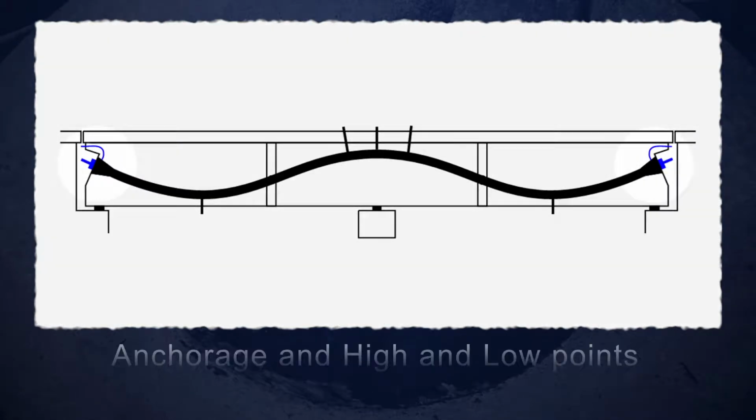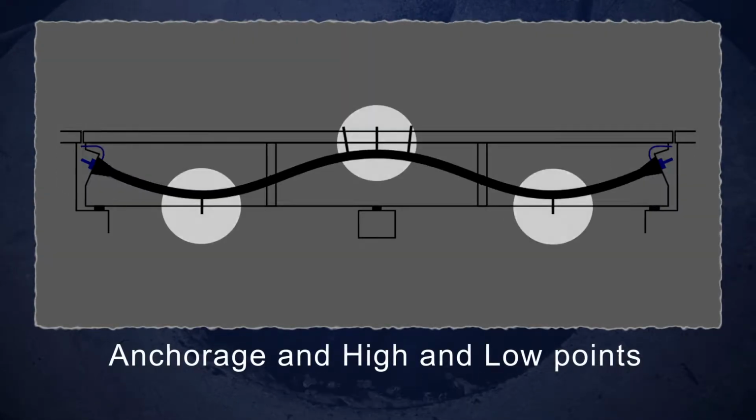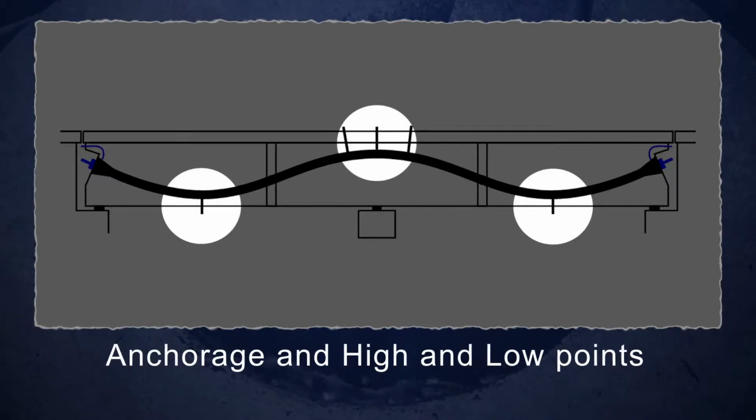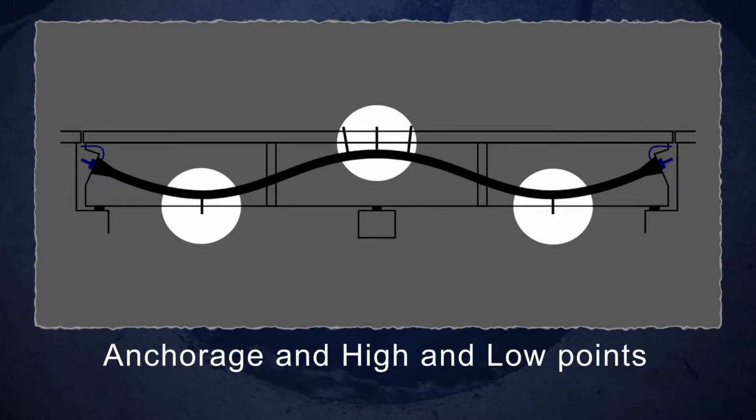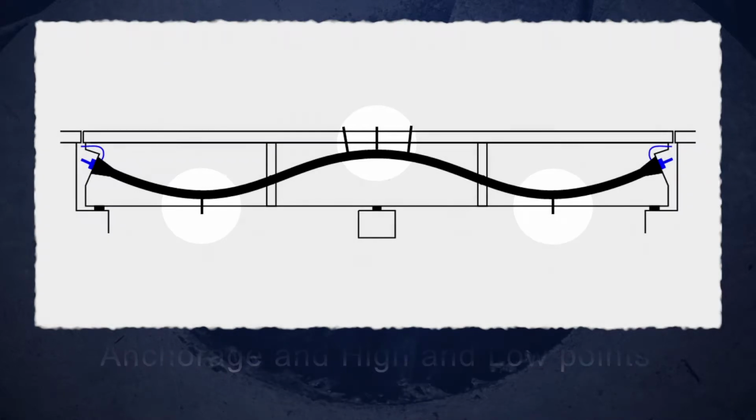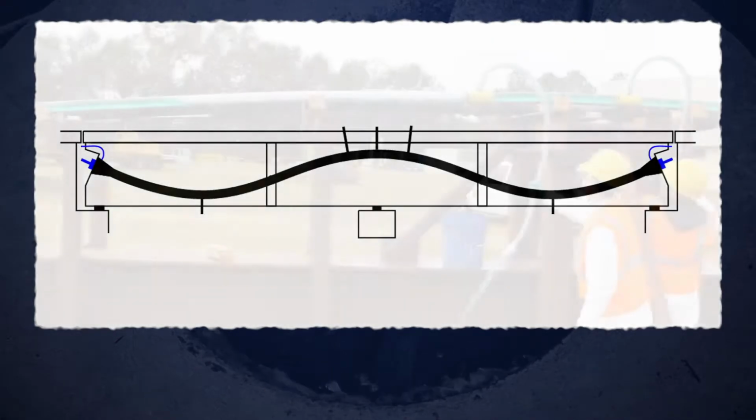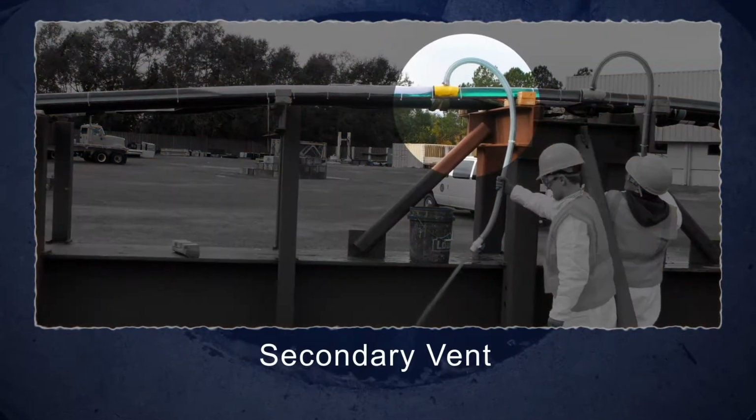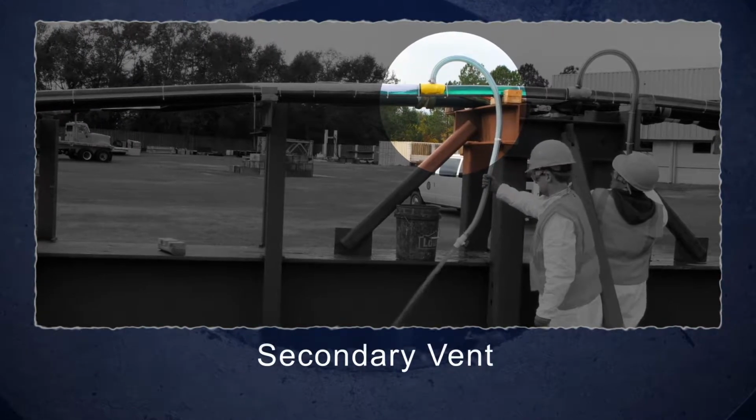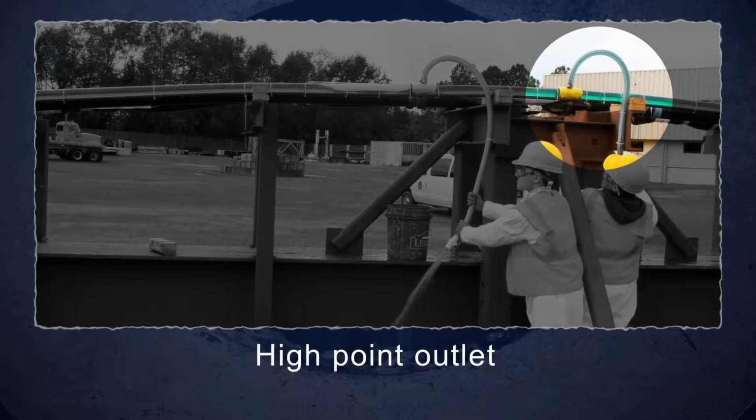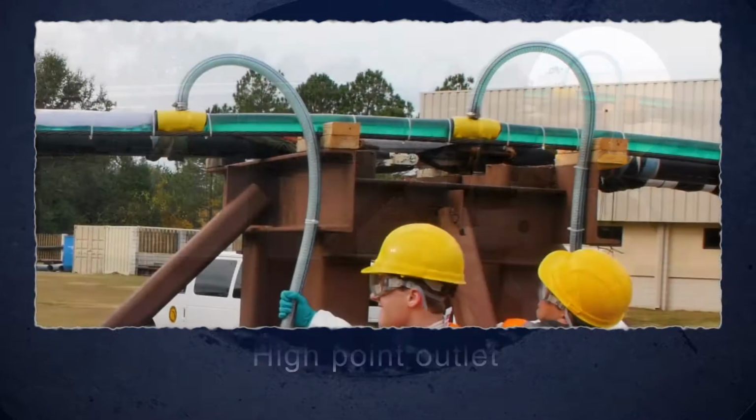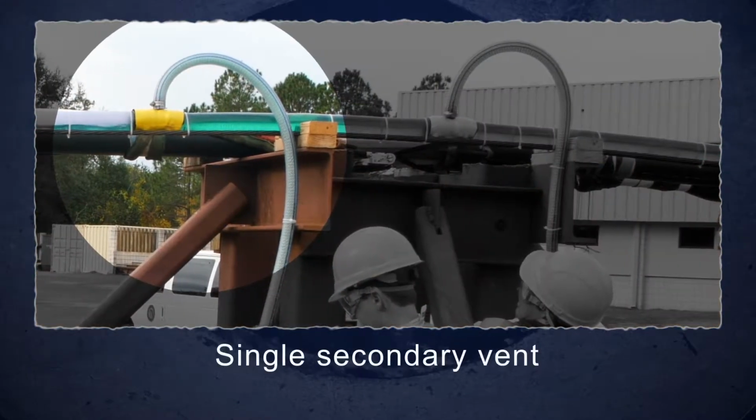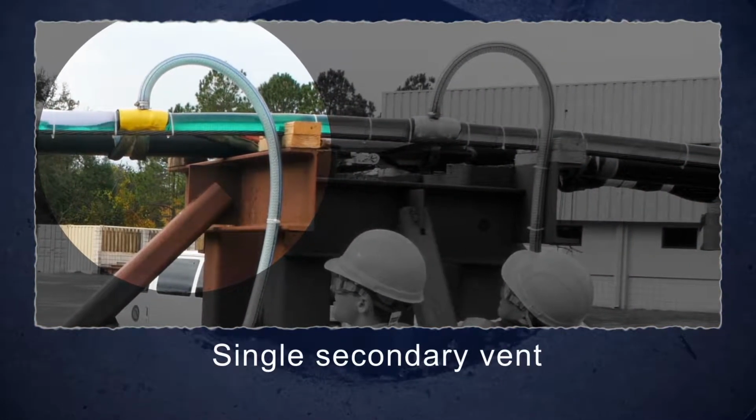These locations generally include the anchorage and the high and low points in the duct profile when the vertical distance between the highest and lowest point exceeds a specified distance. Additional secondary vents are placed near the high point vents in both directions from the high point outlets. In this demonstration, a single secondary vent has been added downstream from the high point vent.